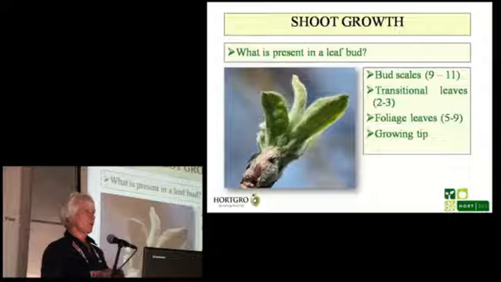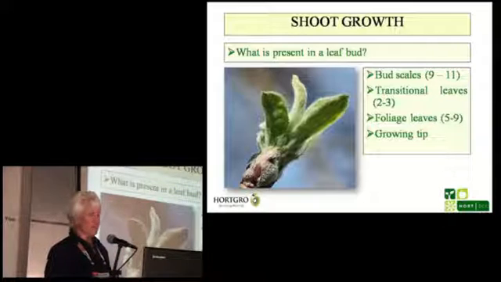So when you look at a tree in winter and look at the individual buds, it will be closed up by the bud scales, but inside there will be a number of foliage leaves. Normally around 5 to 9, it can be fewer, can be more, but that is what's inside that bud. And then very important, right in the tip of that bud, there's what we call a meristem, or a growing tip, which can continue and form more leaves as the bud grows out.